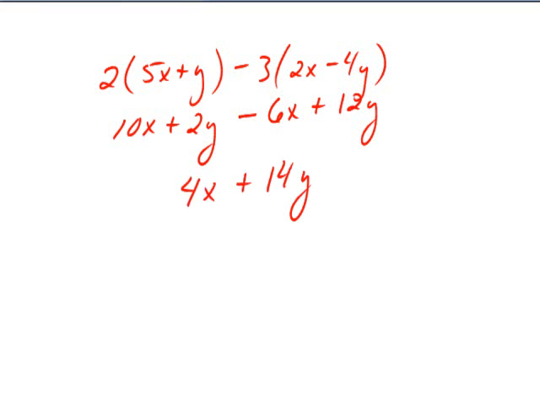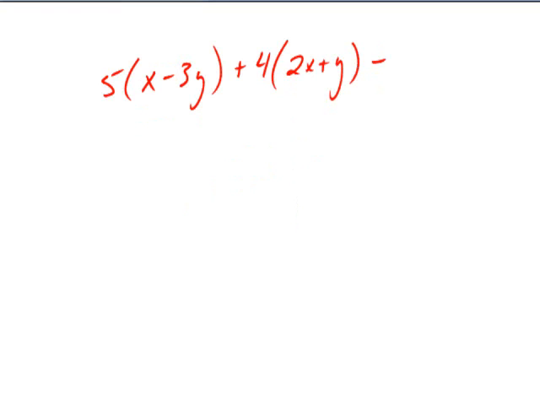Let me give you a problem to practice. So I'll write the problem down, pause the video, work the problem, and then come back to the video to check your answer. Here's the problem. 5 times the quantity x minus 3y plus 4 times the quantity 2x plus y minus 2 times the quantity 6x minus 5y. Pause the video, work the problem, and come back to check your answer.